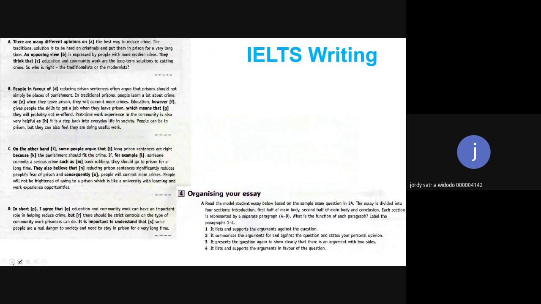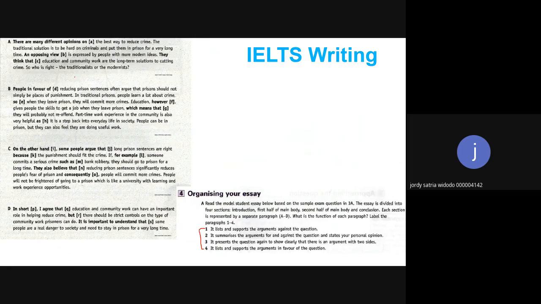So this is the for and against essay. You've got 4 paragraphs. Let's organize the essay. We've got numbers 1 to 4. They are the topics or headings, or the purpose or function of the paragraph, and we need to match them with the paragraphs.